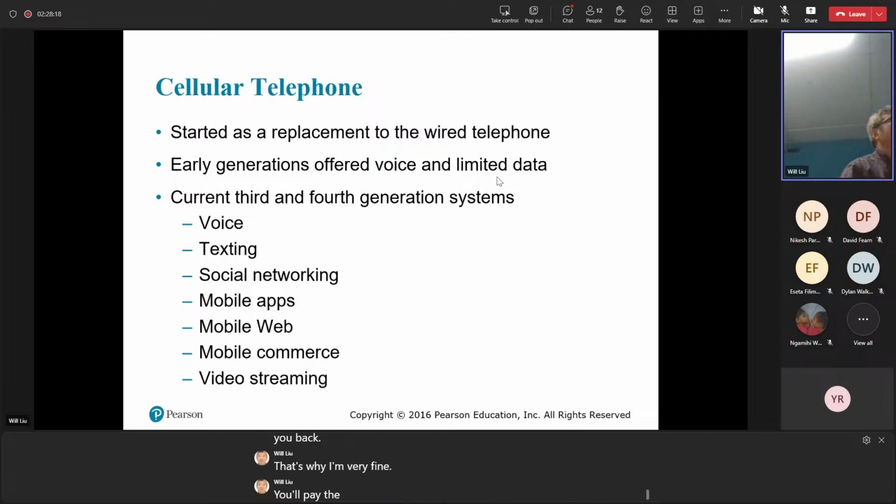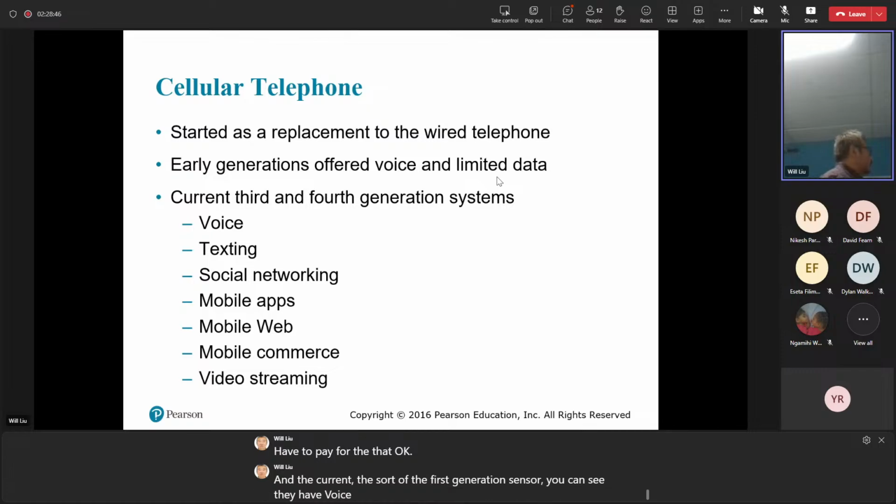You pay for the Wi-Fi from your tuition fees. Also, Wi-Fi is a resource, but it's not scarce like the frequency. So when you're using GSM, the outside, you have to pay for the plan and for the data. In the current third and fourth generation systems, you have voice, texting, social networking, mobile apps, mobile web, mobile cameras, and video streaming.